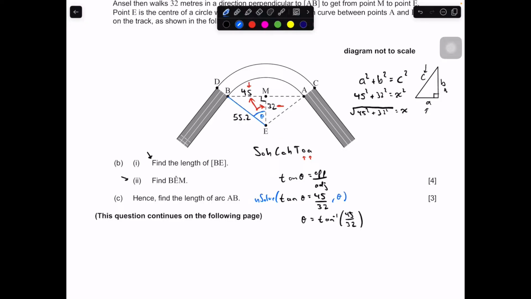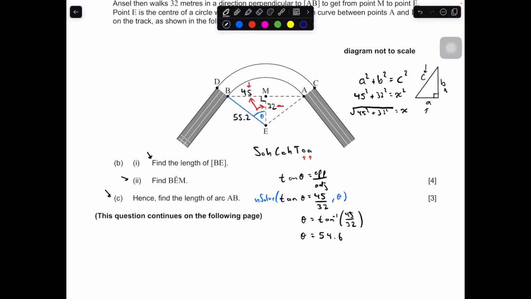Let's go to the calculator screen. Actually, I'm just going to work it out on the calculator that I have beside me. Tan inverse 45 over 32. It gives us a value of 54.58, so we'll write theta is equal to 54.6. 54.58 is 54.6 to 3 sig figs. Just remember when you're doing these, especially at the beginning of an exam, make sure you are in degrees and not radians. So degrees in the top right corner of your calculator.